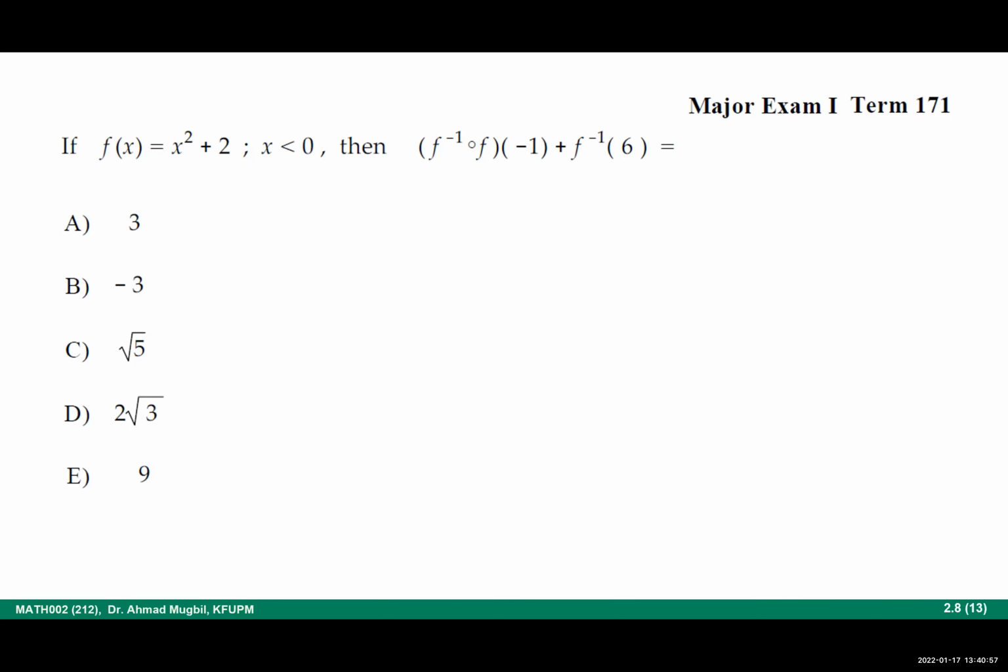I told you that here you need to find two quantities. This is the first quantity, and this is the second one. Which one of them is trivial? Which one of them is so easy? The first one. Why?